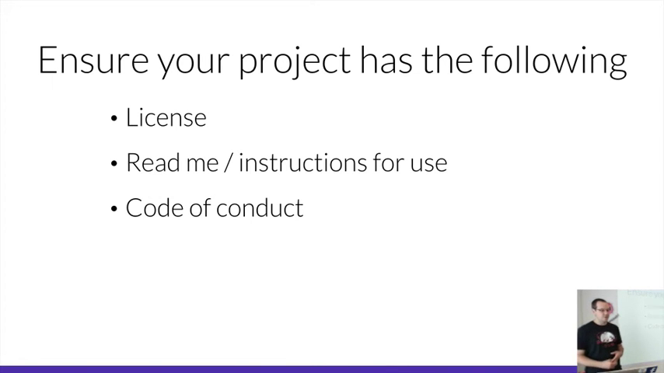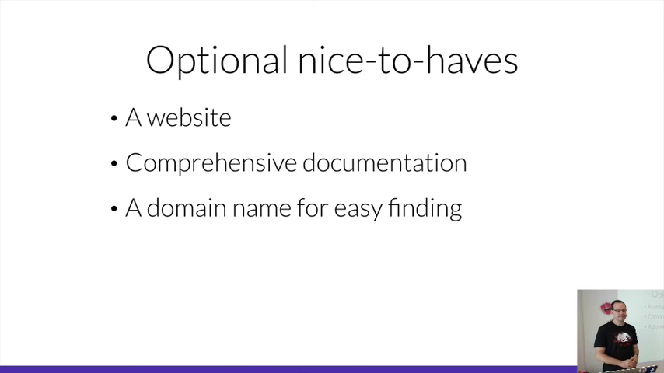You then want to ensure that your project has the following: a license, the README instructions on how to use it, and a code of conduct. Code of conduct in open source projects is a fairly new thing, but it's growing quite common because we want to be as inclusive as possible in developing the community around our project.